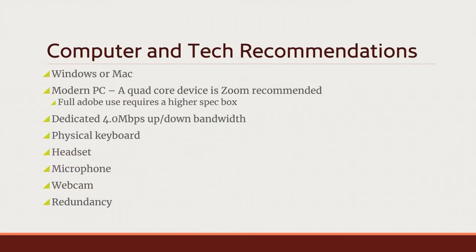The first thing I'd like to discuss is our computer and tech recommendations, i.e. our hardware requirements. The first thing we require is that a student make use of a Windows or a Mac. This is because those are the only operating systems that we can guarantee all of our software packages will actually run on. Now we do require that a student make use of a modern PC. That's generally going to be something made within the last couple of years, and we prefer that a student make use of a quad-core device.